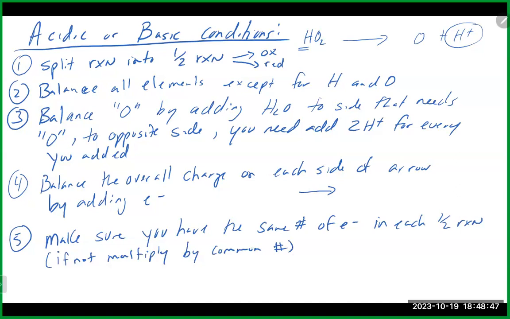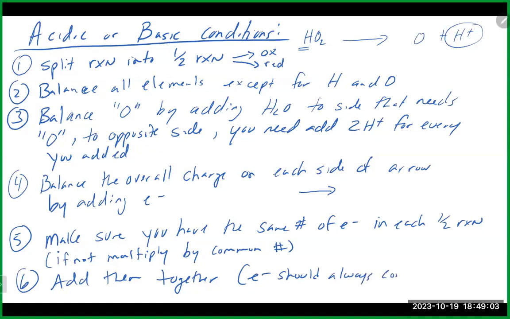And once you have the same number of electrons on each half reaction, add them together. And again, here, the electrons should always completely cancel out. Questions on those steps? That's a lot of steps. Let's do one together and see how we put all these steps together.